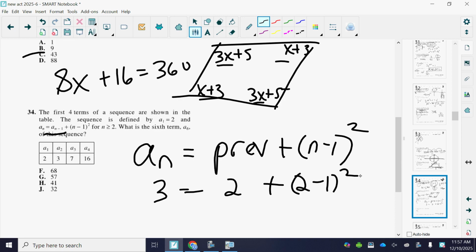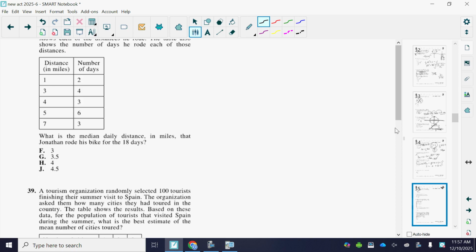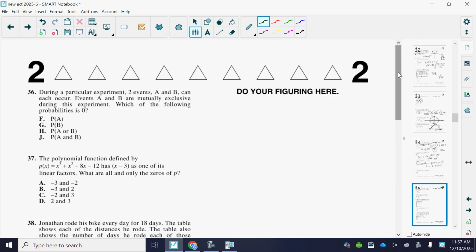So what would be A5? See what we're adding? We're adding 1, 4, then 9. So the next time we're going to add 16. And the next time we're going to add 25. Because you're adding the next square. You can reason that out tons of ways.